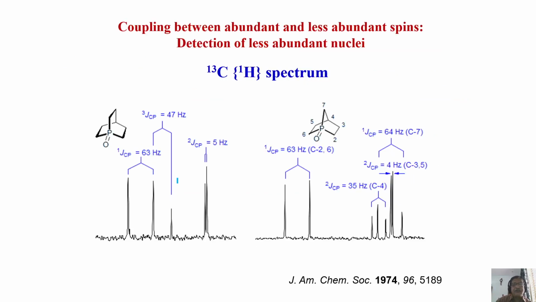Of course, we can see coupling between phosphorus and carbon. In this simple molecule, you can see it. Now, phosphorus can have 1 bond coupling to this, 2 bond coupling to this, 3 bond coupling to all those things, and we can see them very clearly. You can see that 1 bond carbon phosphorus coupling is seen. Of course, protons are decoupled here.